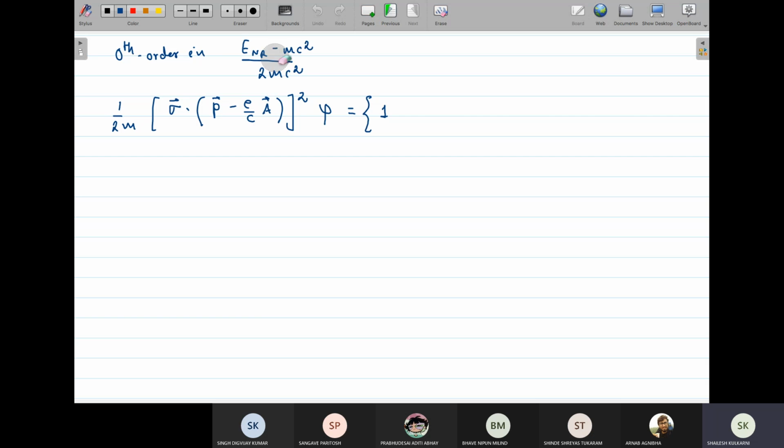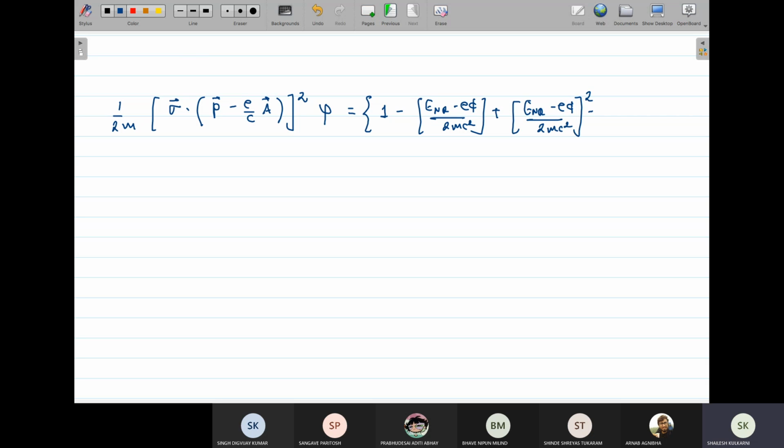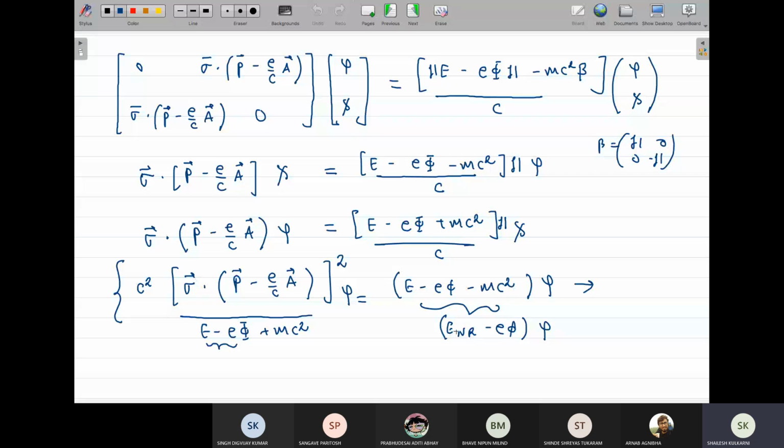So let me write first the entire expression and then I will write the 0th order term. So 1 minus (E_NR minus E_phi) divided by 2mc square, plus (E_NR minus E_phi) divided by 2mc square, minus dot into (E_NR minus E_phi), acting on phi. This factor is coming from this.